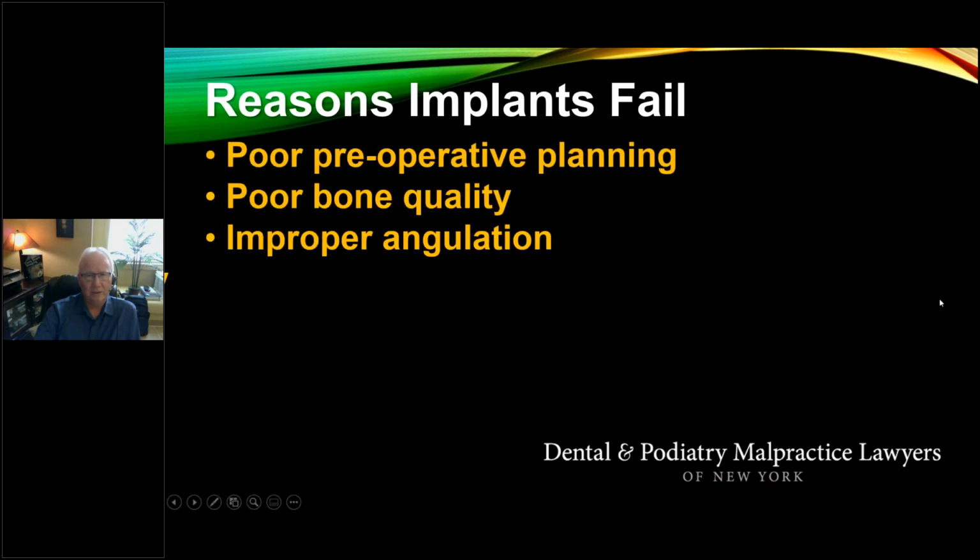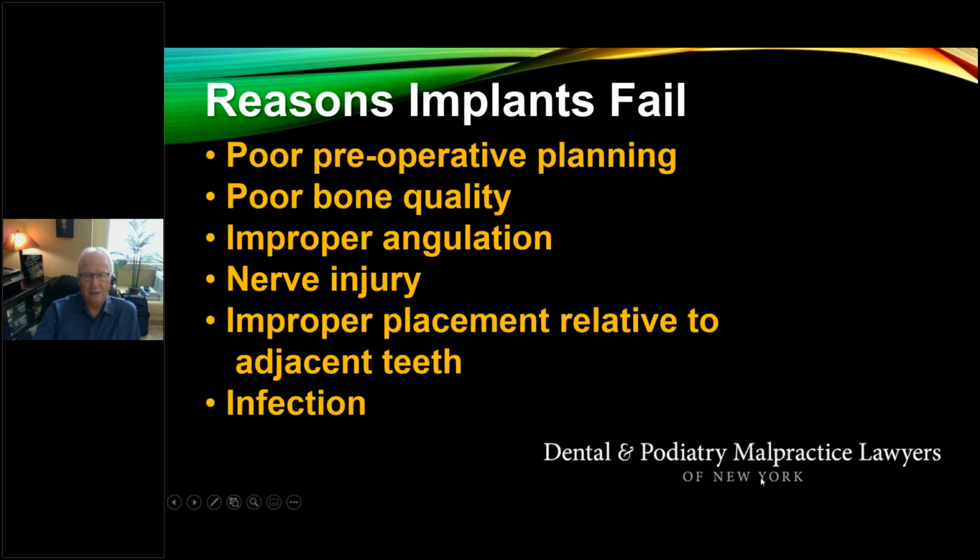So, what are the reasons implants fail? Well, this popped up in Dental and Podiatry Malpractice Lawyers of New York, and they had it down. I changed this a little bit. I think I added one, but they're already looking at poor, improper angulation, nerve injury, improper placement, and infection. You want to avoid all of these things, okay? So we're going to talk about the preoperative planning. We're going to talk about improper angulation, maybe a bit about nerve injury and peri-implantitis.